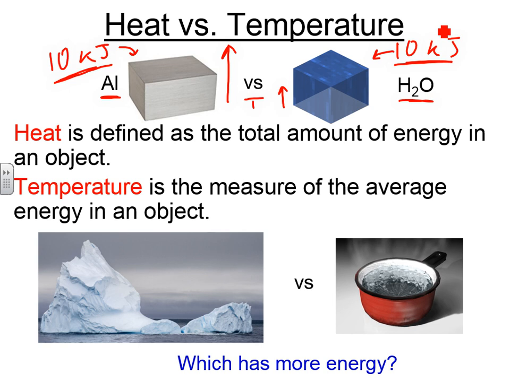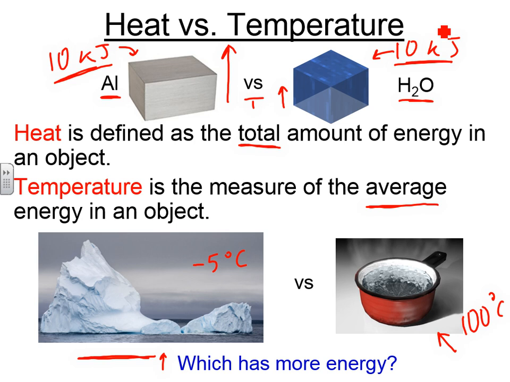Heat, here it says, is defined as the total amount of energy in an object, whereas temperature is the average energy in that object, the measure of the average energy in the object. A good example to show you the difference is a question like this. Here you have an iceberg, a nice and big iceberg, and here you have a boiling pot of water. The iceberg is probably below 0 Celsius since the ocean is salty, but we'll say the iceberg is maybe -5 Celsius. We'll say it's a warm northern Alaskan day here, and we'll say this is 100 degrees Celsius.